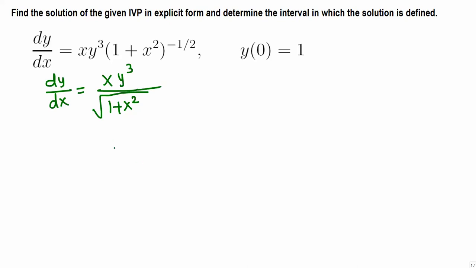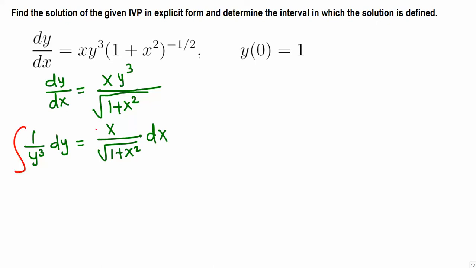Okay, next let's separate the variables. So x dx on the right hand side, y cubed on the left side. Y cubed, bring to the left side, so 1 over y cubed dy equals x over the square root of 1 plus x squared dx, moving dx to the right hand side. Okay, now we have separated the variables.